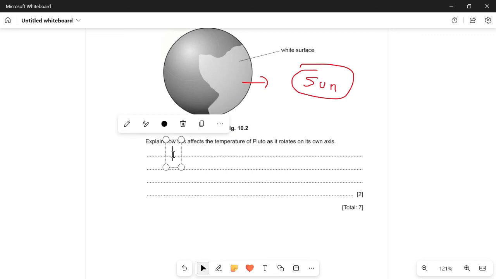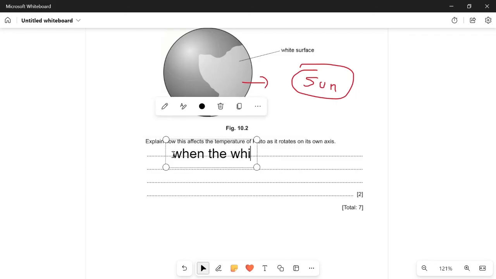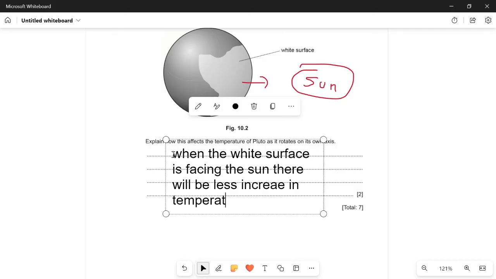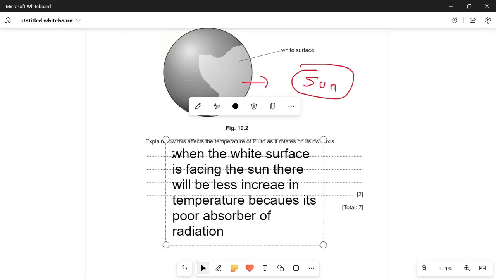So we can write: when the white surface is facing the Sun, there will be less increase in temperature, because white surface is a poor absorber of radiation. That's going to be our answer.